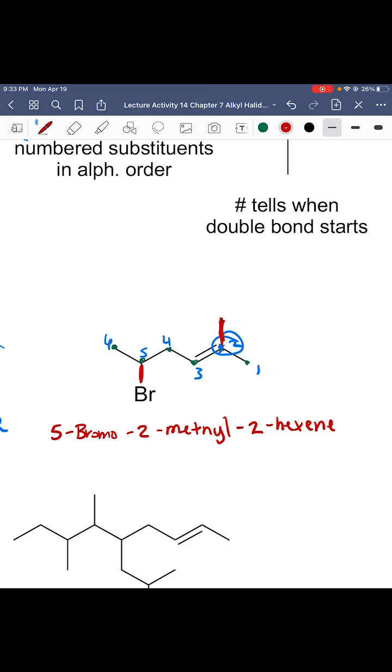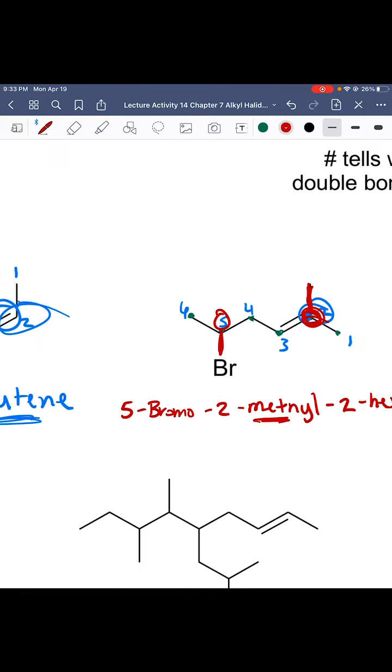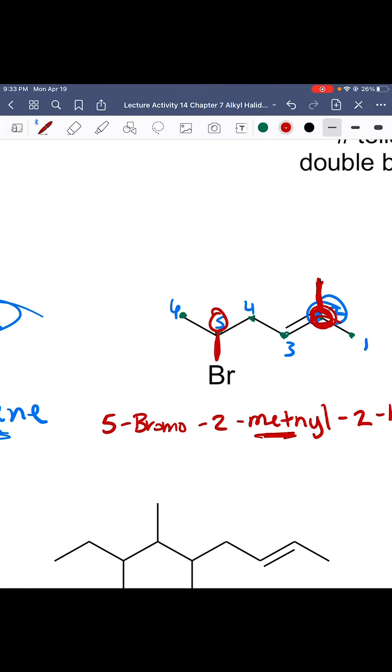So we have bromine on our 5 carbon, we have a methyl on our 2 carbon, and our double bond starts on the 2 carbon. And remember that we name our compounds in alphabetical order. B comes before M, and that's why we listed 5 bromo before the 2 methyl.